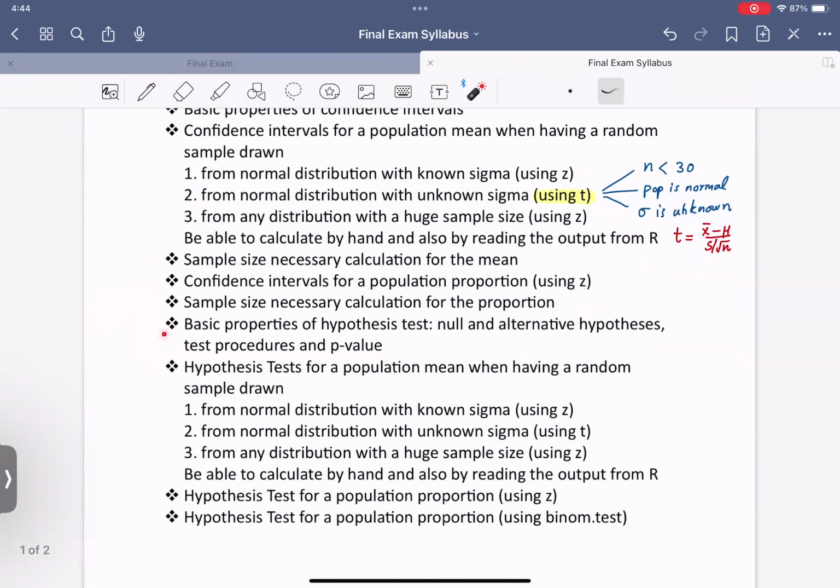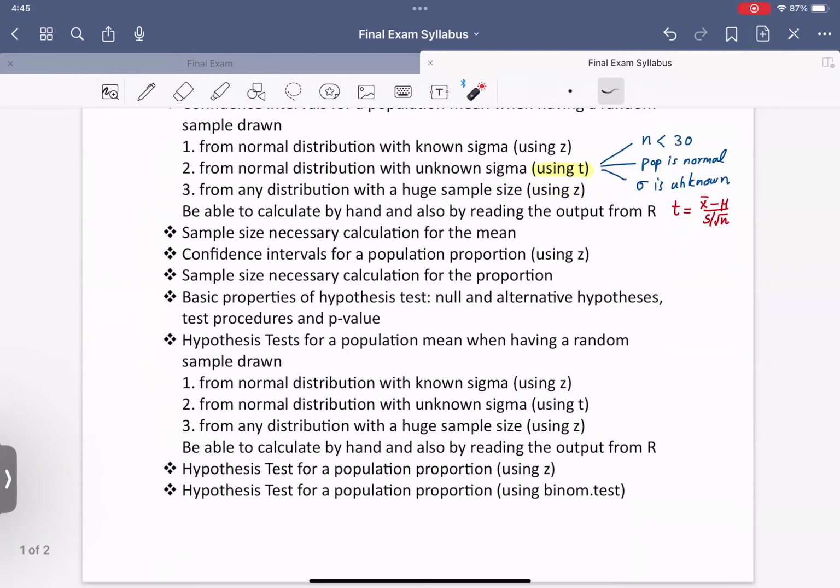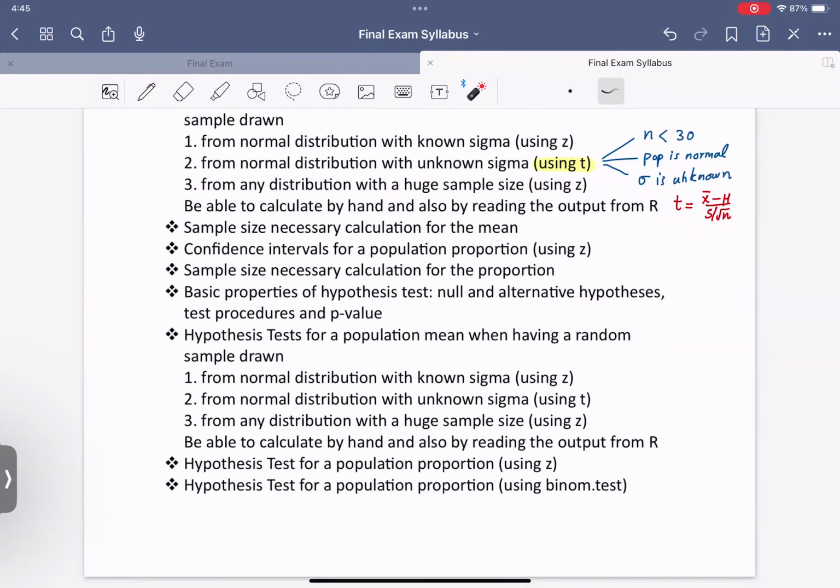Next one, we take a look at the basic properties of the hypothesis test. You're going to learn the elements of the hypothesis test. I mean, you already learned the elements of hypothesis test, which are the null hypothesis, alternative hypothesis, test procedure, p-value, how to make a conclusion, a lot of things that you learn. You're going to need to know the definition of those terms.